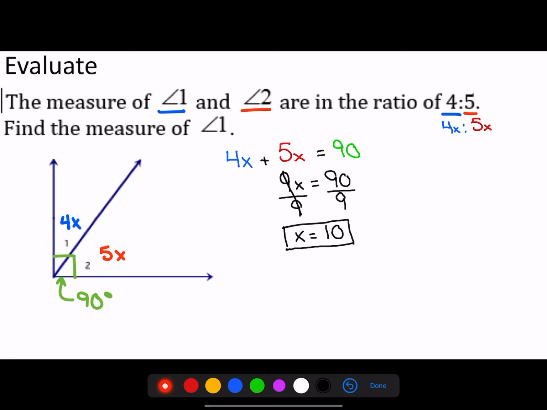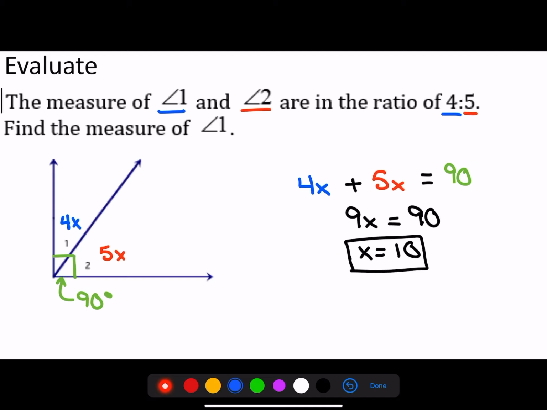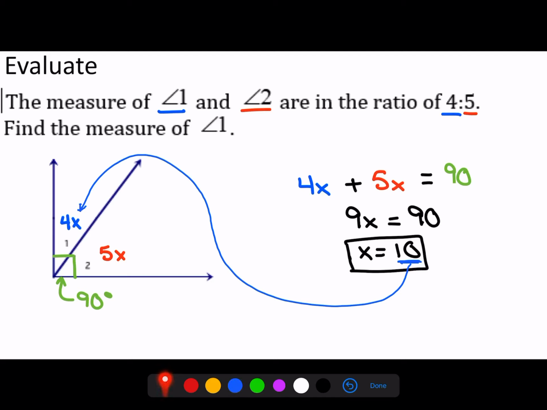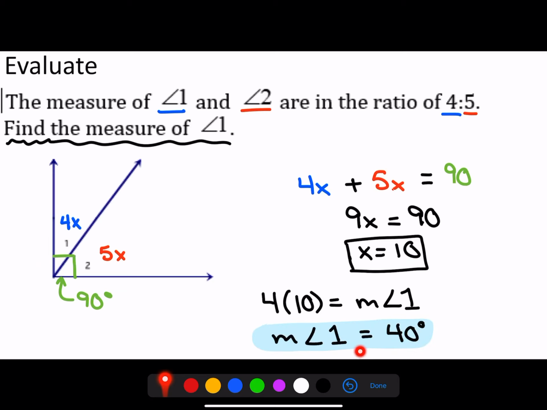Now at this point, again, we're not done here. We haven't answered our question. We want to find the measure of angle 1. That's our goal. So I'm going to take this 10 that we just found, and I'm going to plug that 10 in for the x in angle 1. So I just plug it in right over there. From here, we have 4 times 10 equals the measure of angle 1. So the measure of angle 1 is equal to 40.